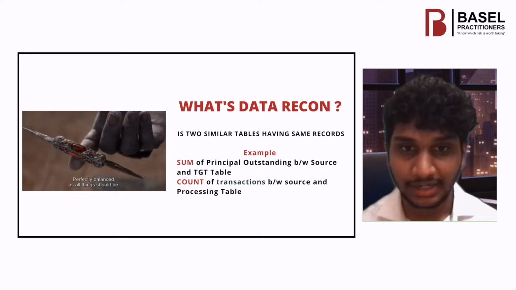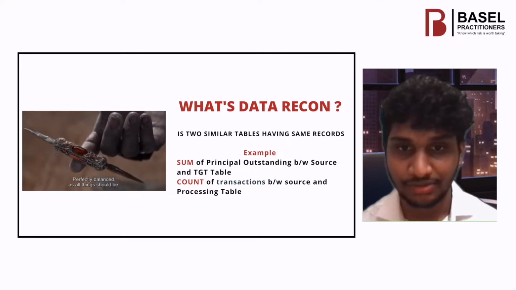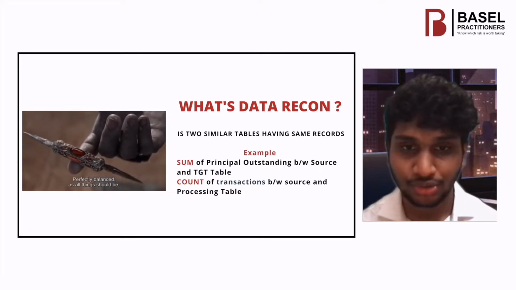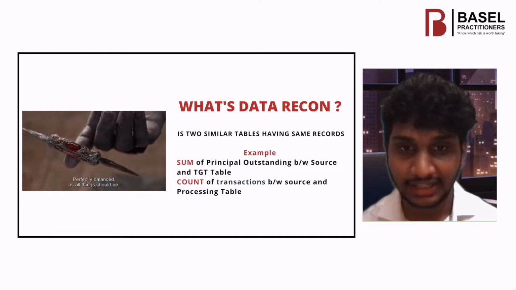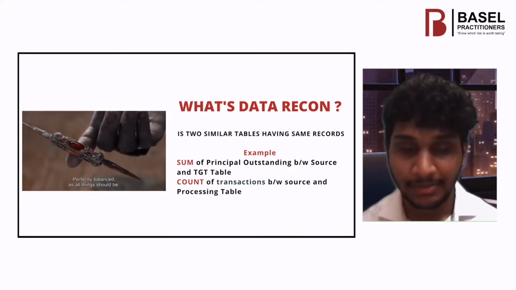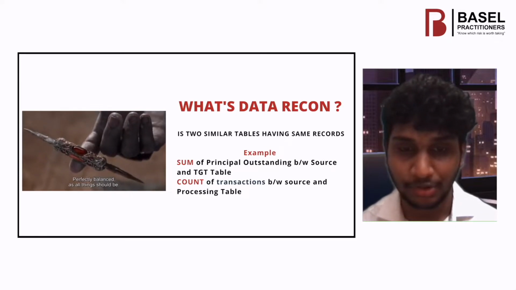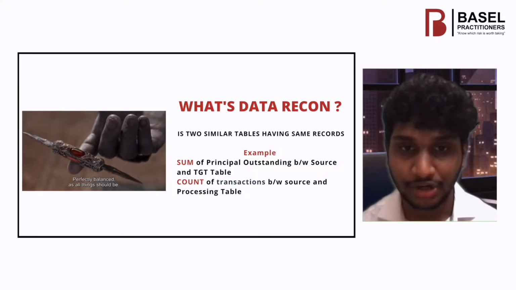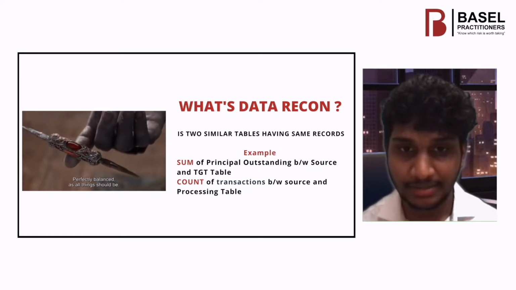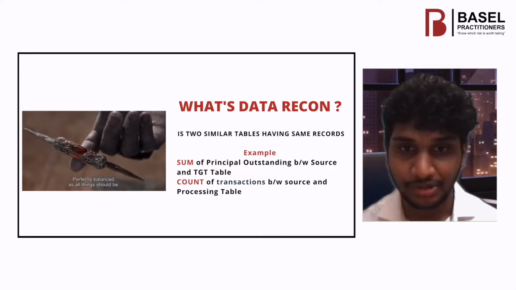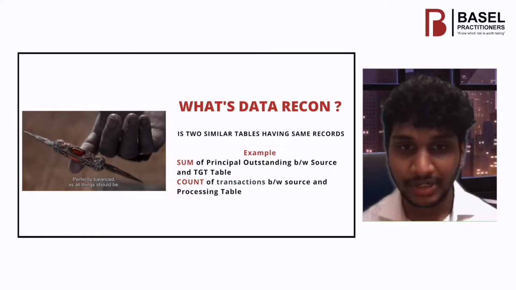For example, a table may go into multiple transformations. A source table will go through an ETL and come out as a processing table. But before ETL and after ETL, the sum of amount should be the same, or the number of records should be the same. So like this, measures like the sum, count, or average of a few attributes, even after the transformation is made, should be the same, right? So to make sure of this type of consistency, we use data recon.